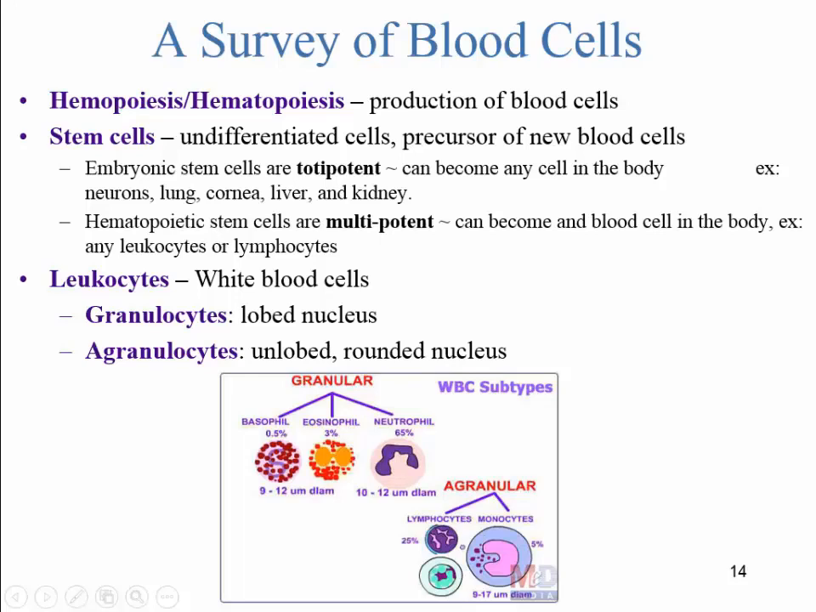So embryonic stem cells have a much larger capability of differentiation. Hematopoietic stem cells, located in the bone marrow, however, only have a multipotent or a smaller quantity of differentiation capability. So our leukocytes differentiate from bone marrow, and distinctly these are considered either granulocytes or agranulocytes, as discussed before.